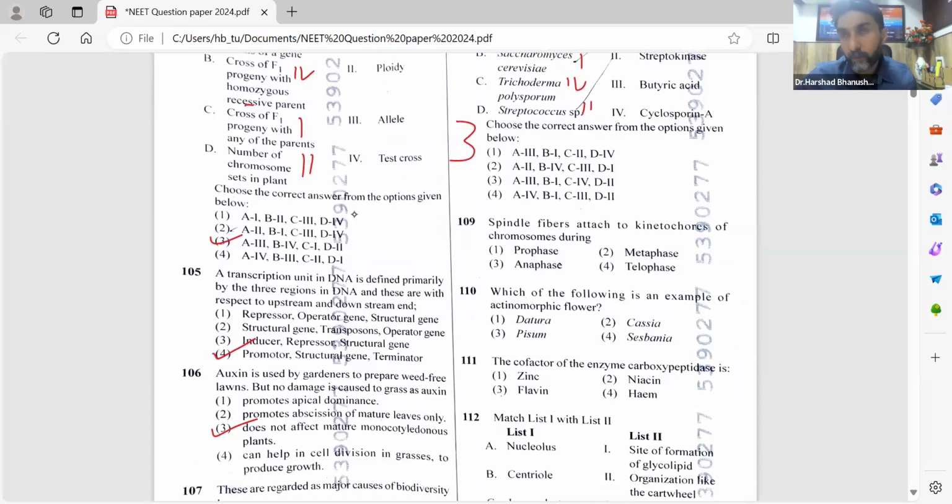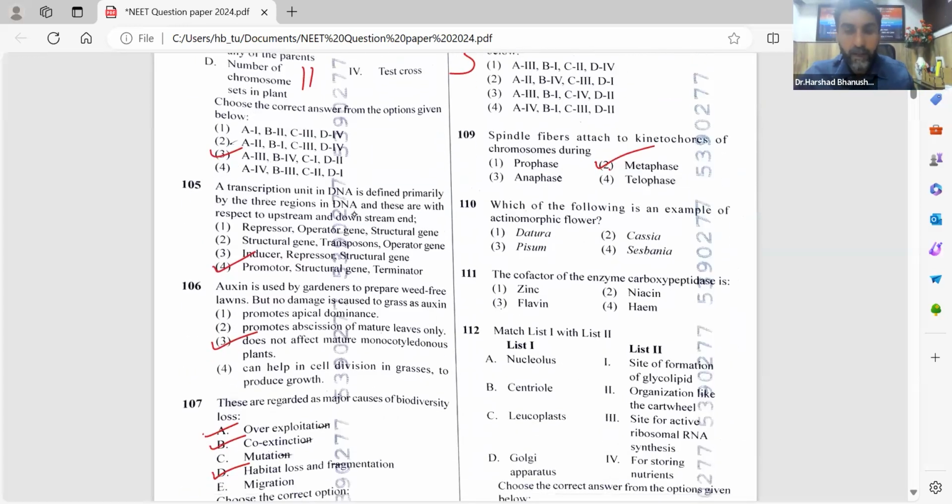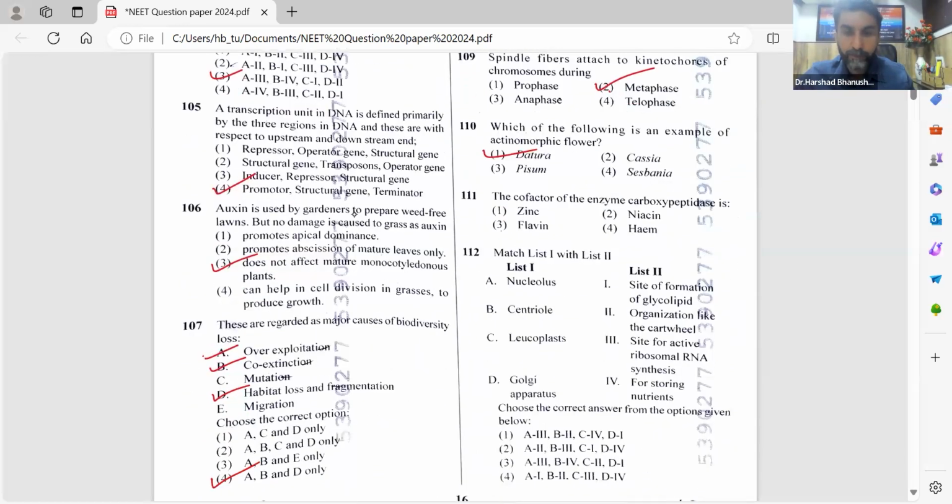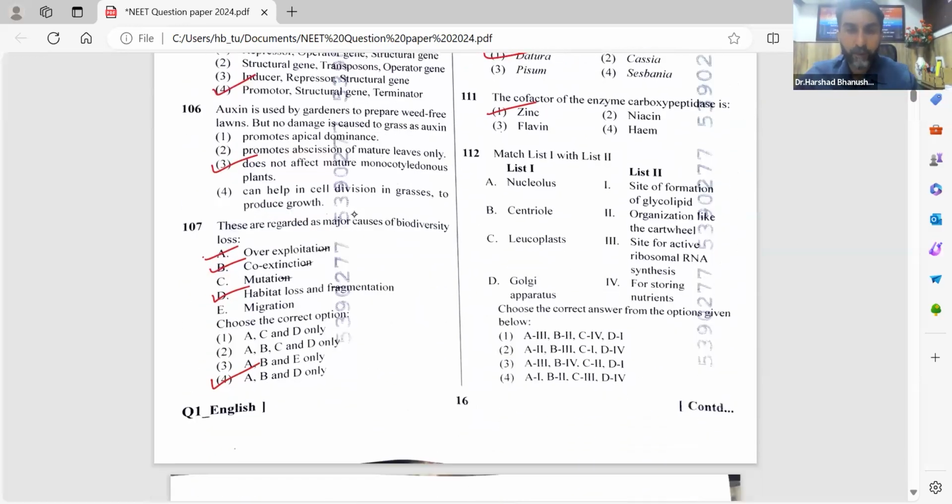Spindle fibers get attached to kinetochores during the metaphase, where spindle apparatus is completed. Actinomorphic flower is datura, so answer would be 1. Zinc is the cofactor for carboxypeptidase, so answer would be option number 1.